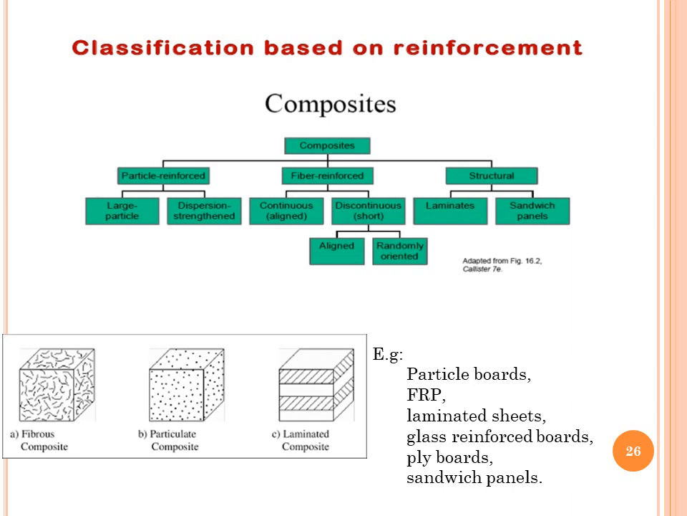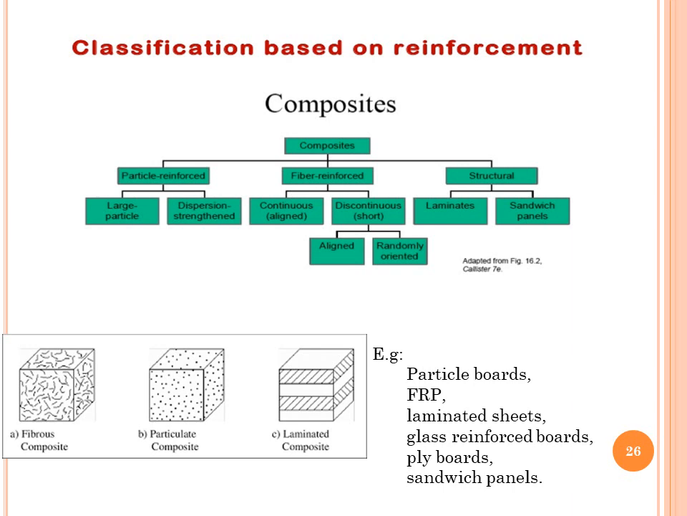Now let's see the classification of the composites based on the reinforcement phase. They are mainly classified as particle reinforced, fiber reinforced, or structural. The particle reinforced is further divided as large particle or dispersion strengthened. The fiber reinforced are classified further into continuous, that is aligned, or discontinuous, which is short. The structural may be classified as laminates and sandwich panels.